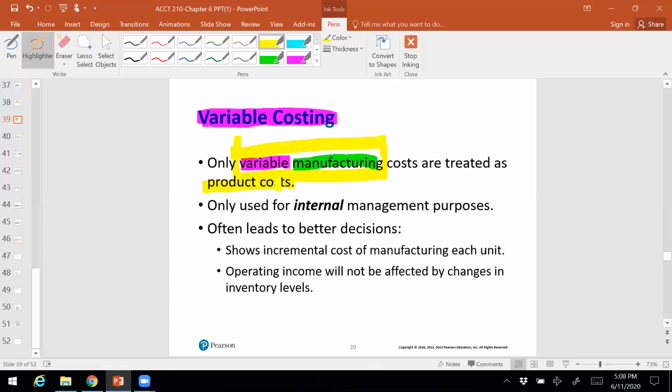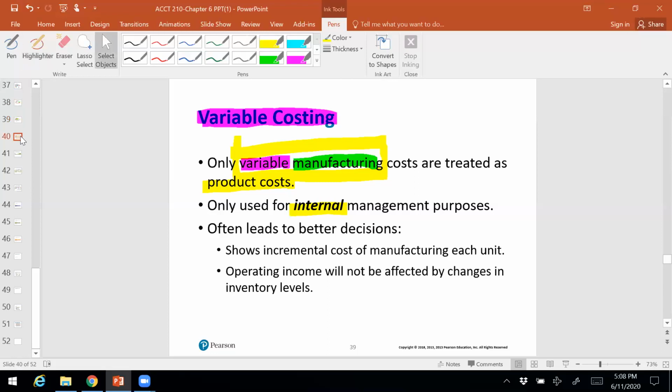Okay, so it's only used for internal. Sometimes it's good for internal because of these reasons. We talk more detail in chapter 7. But you know, now you put two different things in the product cost. For absorption costing, it absorbs all the manufacturing cost. For variable costing, it only focuses on variable manufacturing cost.